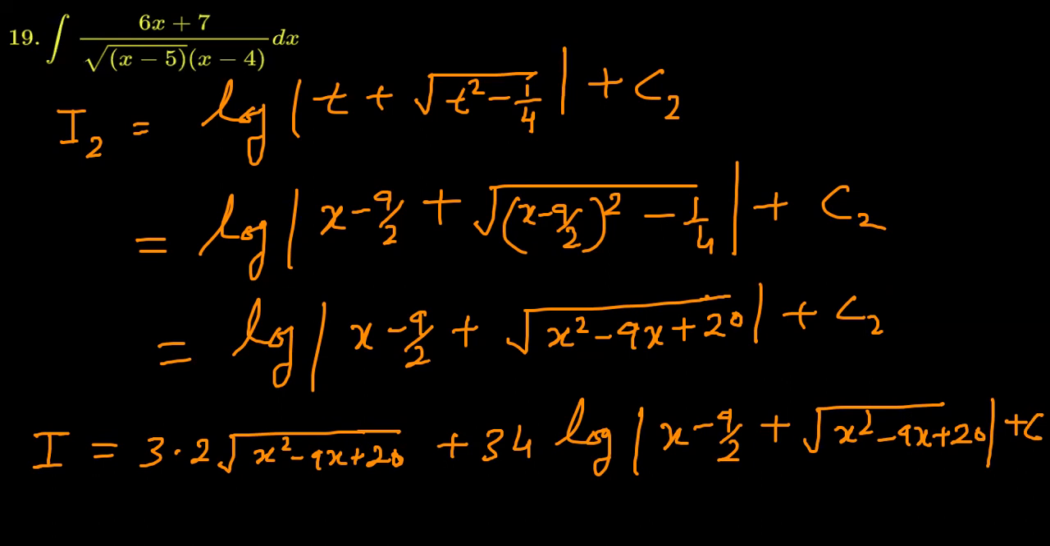We write just one constant because whatever constants come, C1 and C2 will club together to give you this c. So this is your answer.